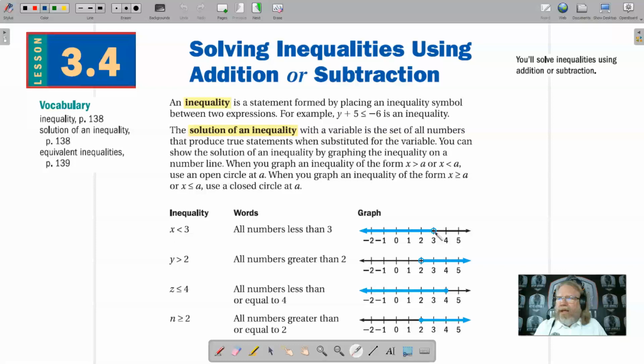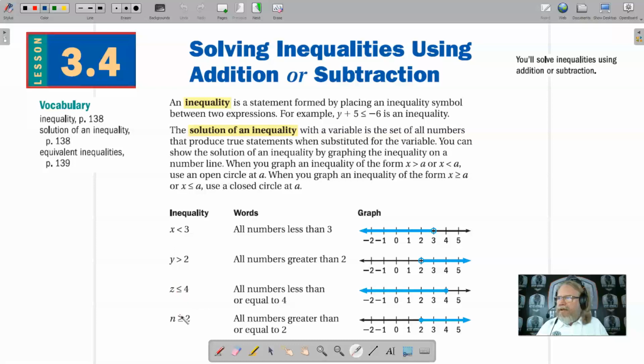So in this case, 2.99999 would be a solution, but 3 is not a solution. That's why we use an open dot to show that we are not including that point. Here we have y is greater than 2, all numbers greater than 2. Well, we know that on a number line, all the numbers to the right of another number are greater than that number, so therefore the arrow is going to the right. And again, 2 is not a solution, so it's an open dot.